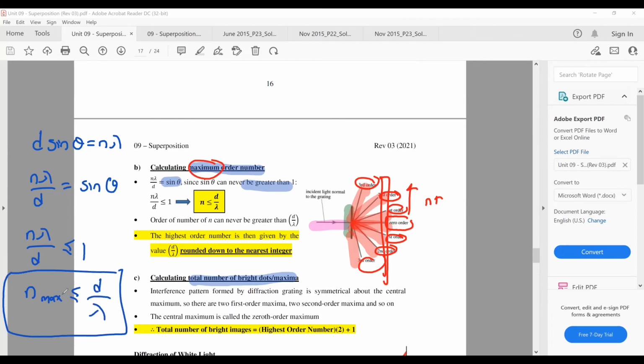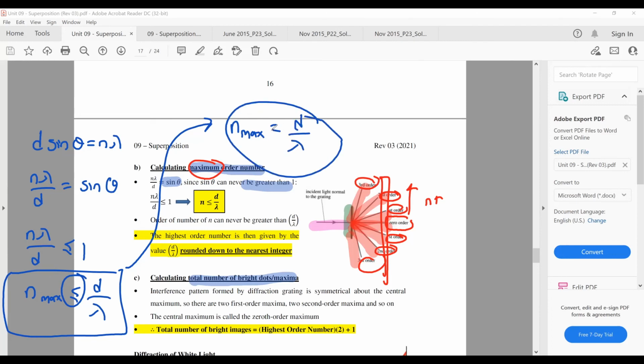All right, your maximum order number can be found from this equation: the ratio of your slit separation divided by your wavelength. Okay, sometimes in your marking scheme they don't use the inequality equation, they just say n max is actually d over lambda. You will eventually see this being used in your marking scheme. Okay, so to find your maximum order number, you need to use the ratio of d over lambda. Whatever value you get, this is very important. Whatever value you get, you must always round it down to the nearest integer.